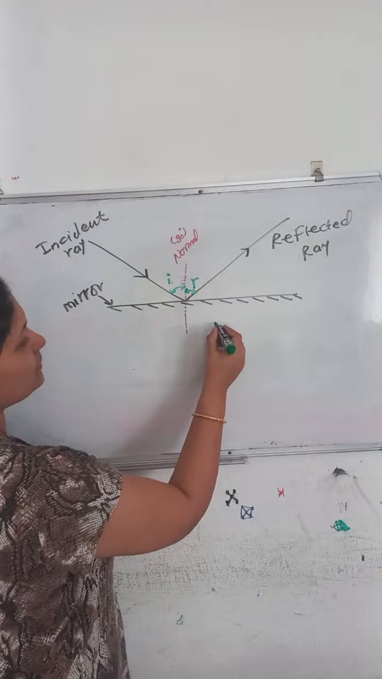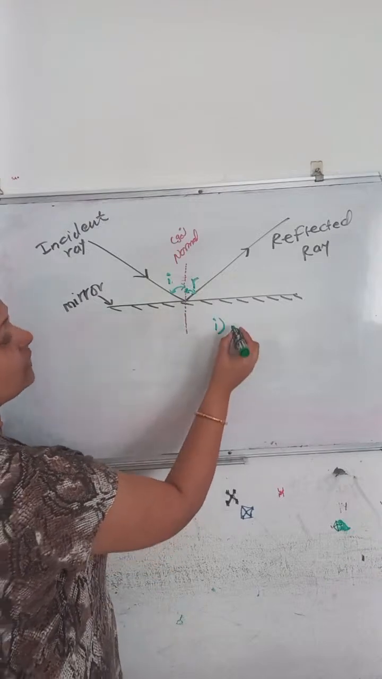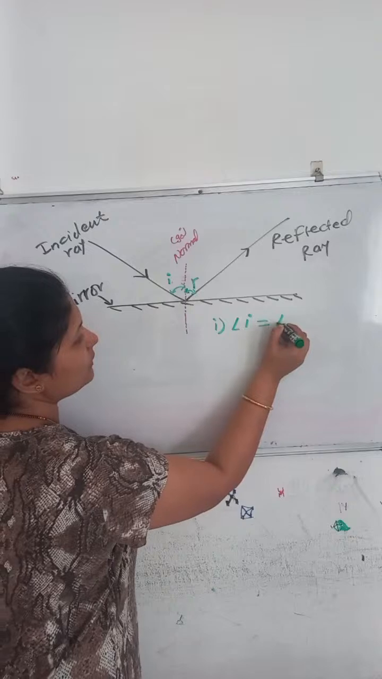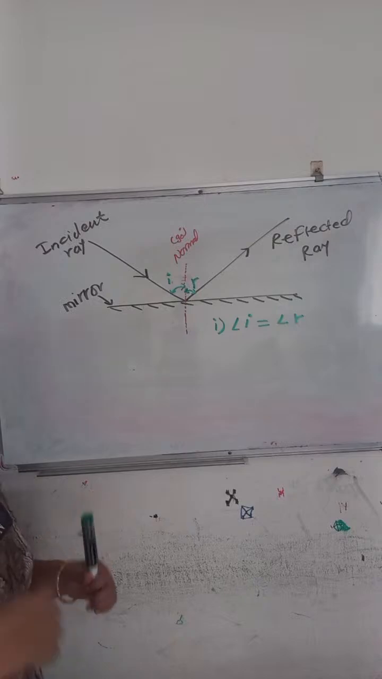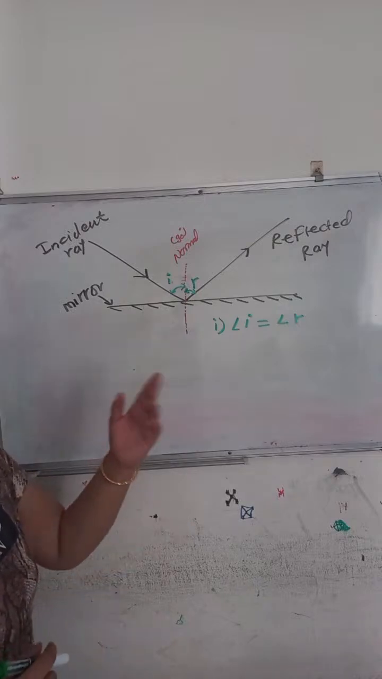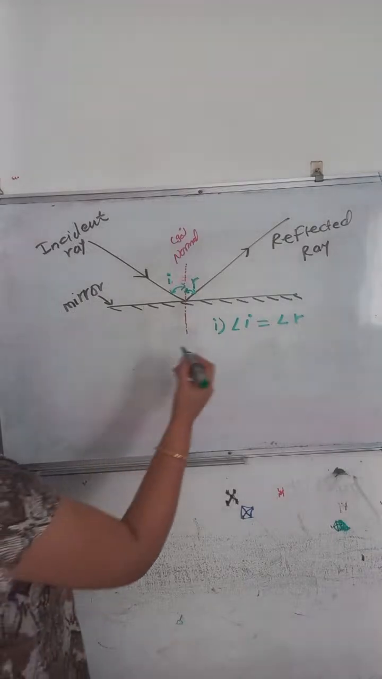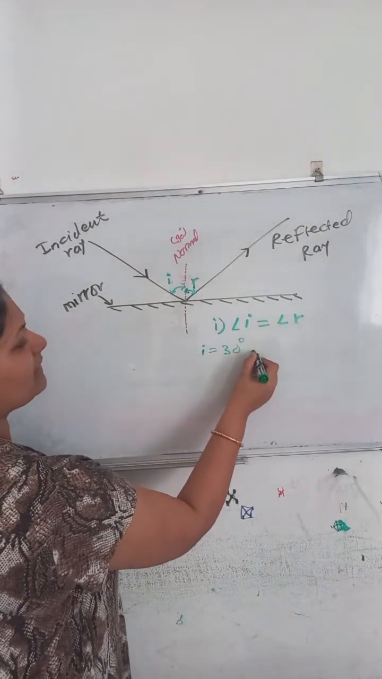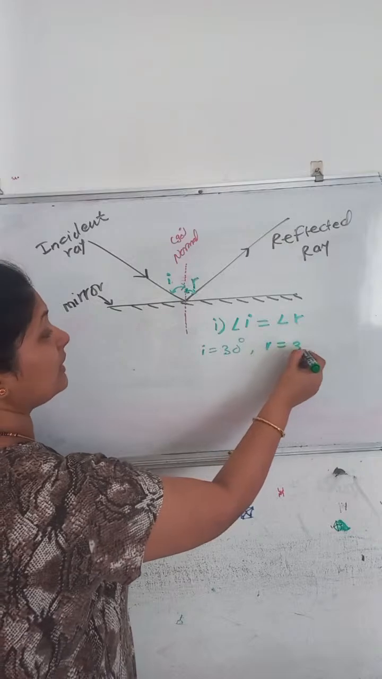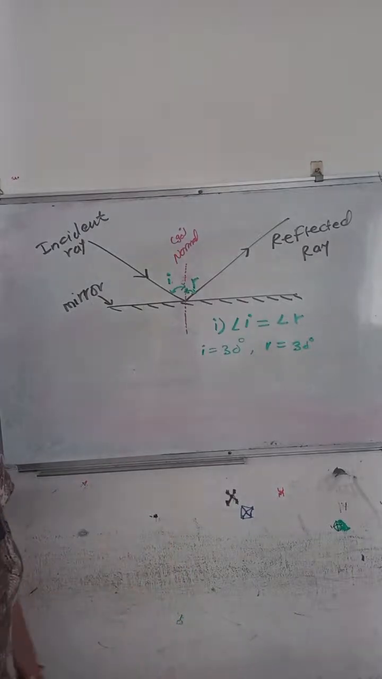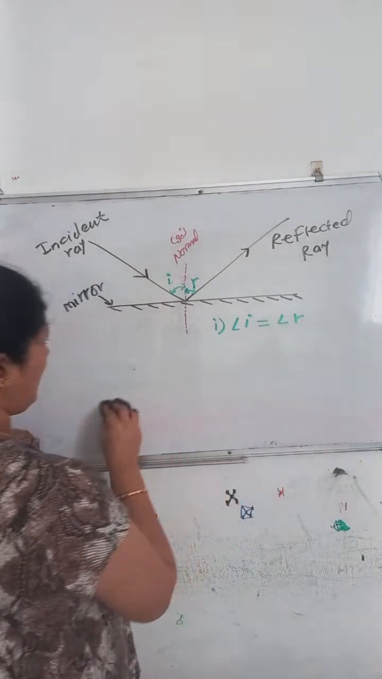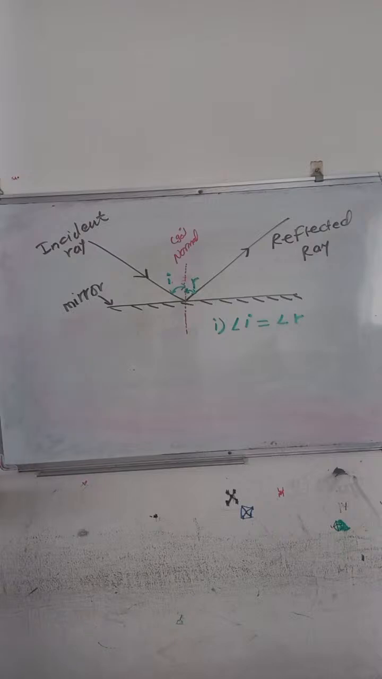So what is the first law of reflection? Angle of incidence I is equal to angle of reflection R. Suppose here I is 30, then they will ask R. R is also 30 if there is a reflection. If I is 70, then R is also 70. So this is the first law of reflection: angle of incidence is equal to angle of reflection.